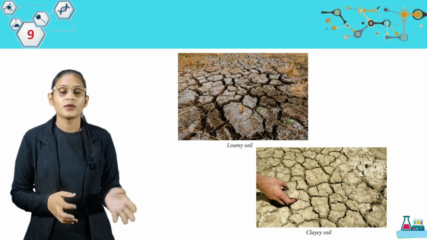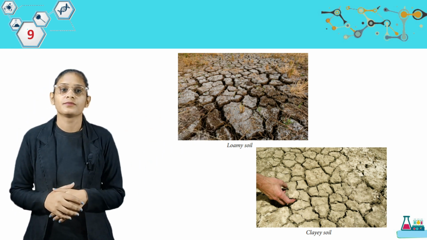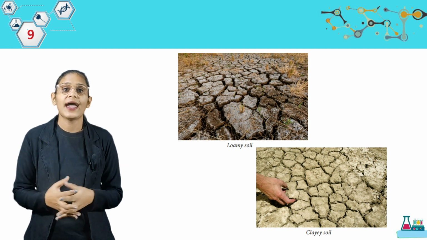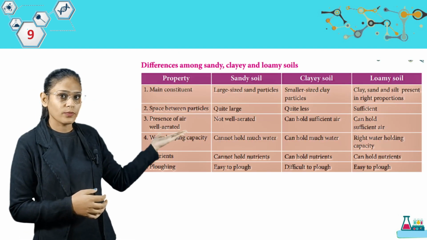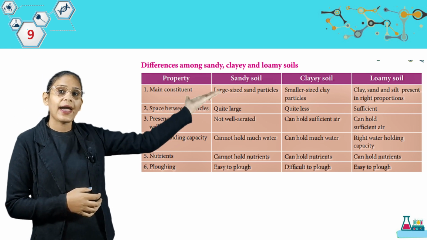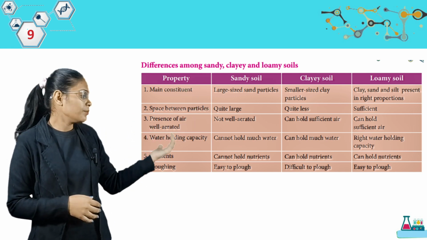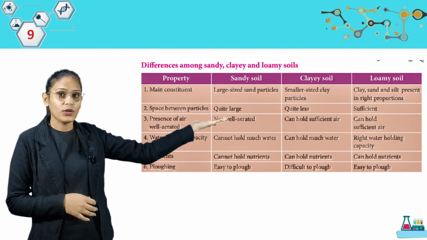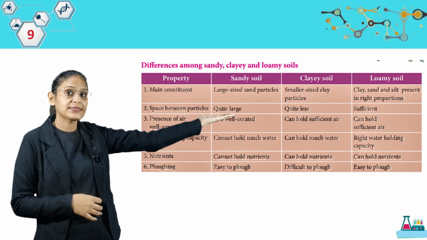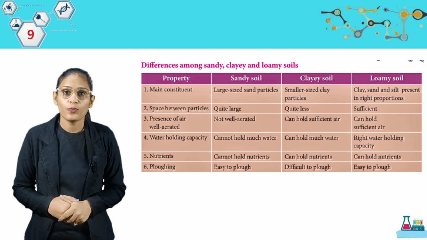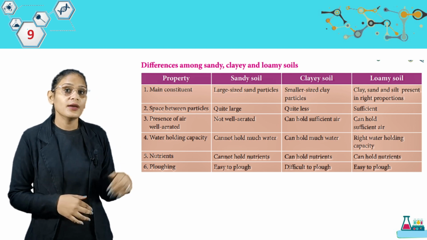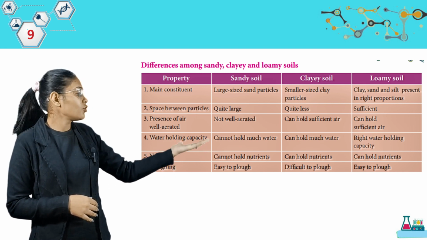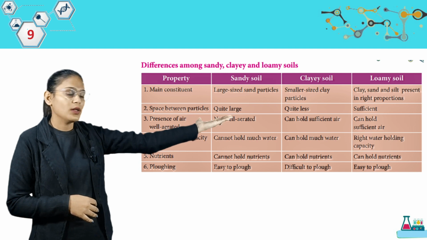Now we have some pictures here, clay soil, loamy soil. Now students, we are going to read about the differences among sandy, clay and loamy soil. Look here students, we have the properties: sandy soil, clay soil and loamy soil. First property, we have main constituents. Sandy soil: large sized sand particles, clay soil: smaller sized clay particles, loamy soil: clay, sand and silt present in right portions. Then we have the second property, space between particles. Sandy soil quite large, clay soil quite less, and then loamy soil sufficient.